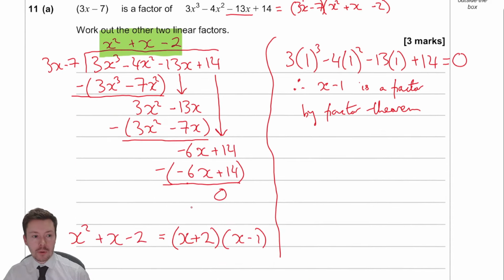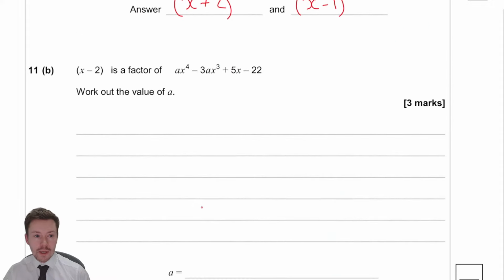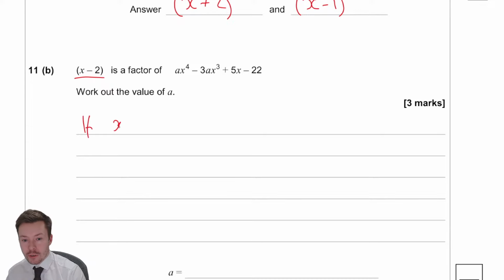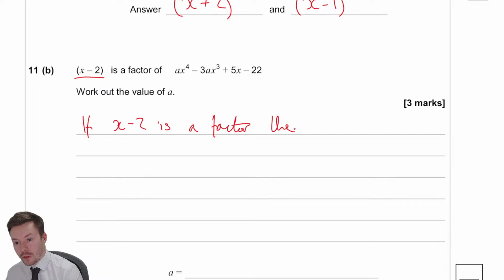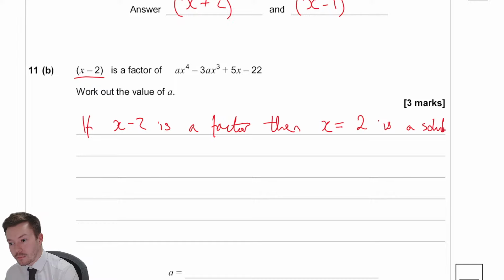Let's have a look at 11b. So x minus 2 is a factor of that. Work out the value of a. Now, this is, I would suggest doing this by factor theorem. If x minus 2 is a factor, then x equals 2 is a solution by factor theorem.